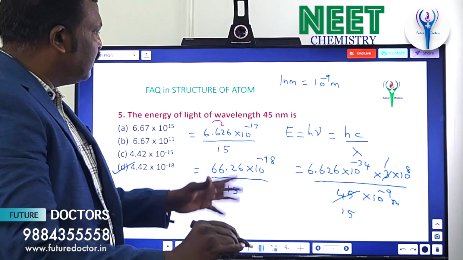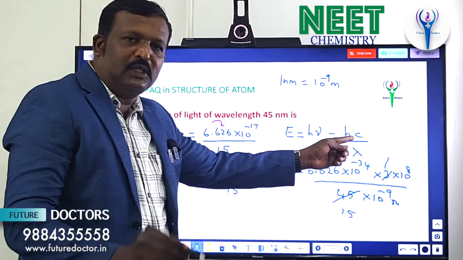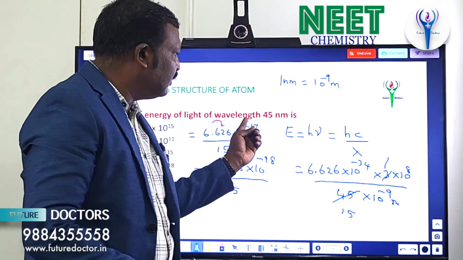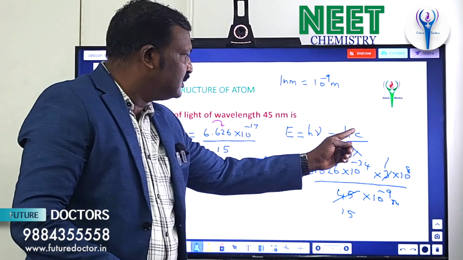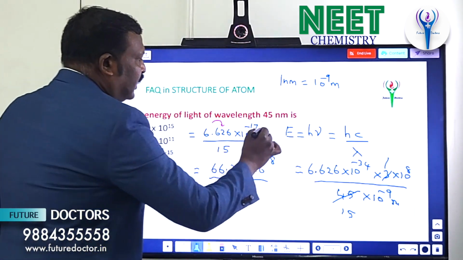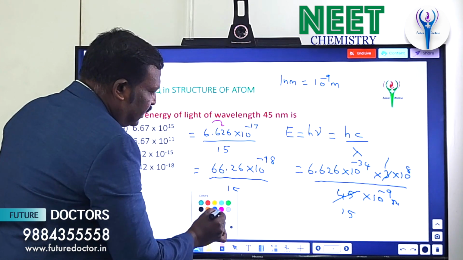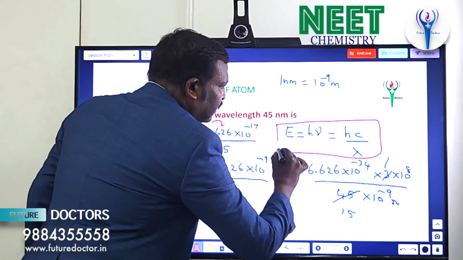Understood? You just memorize the formula. Sometimes frequency is given directly, so you need not use this formula. Here wavelength is given. Then only I use this formula. E is equal to h nu, which is equal to hc by lambda. Understood? Okay. You following? So formula only, just remember. If you know the formula, you can use it to solve the sums. This is the formula. Okay. Are you following? Okay.